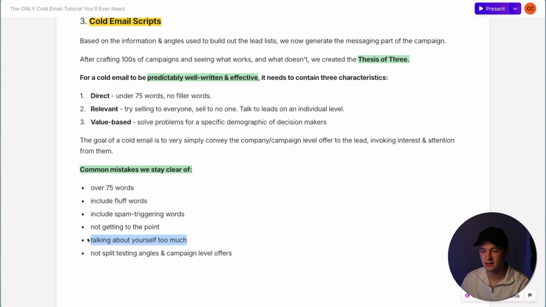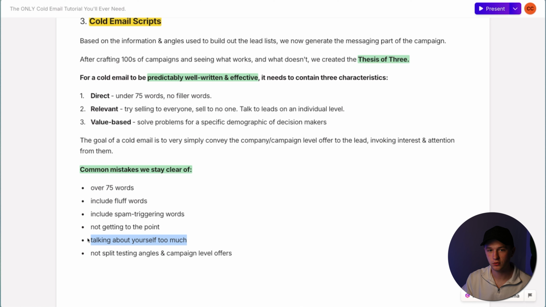And then lastly is not split testing angles of the campaign and different campaign level offers. So obviously, when we run campaigns, we run a bare minimum of 3 different angles, bare minimum. And then for each different angle, there's a few different campaign level offers. So for example, different campaign level offers for, I don't know, a video editing agency could be a free video edit, a case study of how they scaled this guy from X to Z. I mean, you could just do a campaign level offer of like, are you interested in video editing, right? Something like that. Or are you looking for video editing, right?